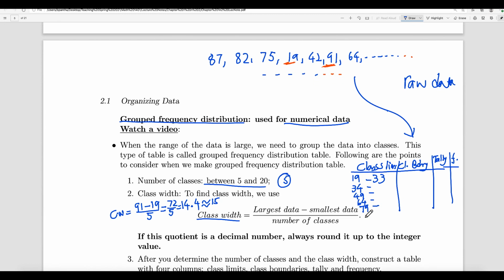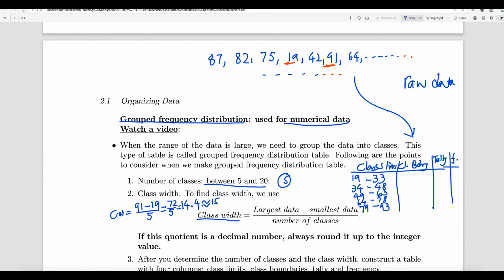Now, how do I find the upper limit of the second, third, fourth, and fifth class? It is exactly the same way. You add the class width to the upper limit to get the upper limit of the second class. So 33 plus 15 is 48, right? 48 plus 15 is 63, and 63 plus 15 is 78. And 78 plus 15 is 93. These are the class limits.